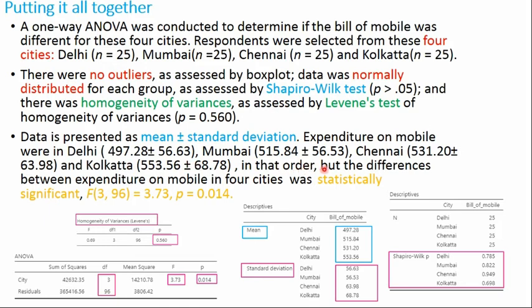The differences in expenditure on mobile bill in the four cities were statistically significant, as we have discussed already. Here we mention the degrees of freedom 3 and 96, our F value is 3.73, and the p value is 0.014. In this way, we can report our finding. If a difference exists, ANOVA does not tell us the effect size, the magnitude of the difference.